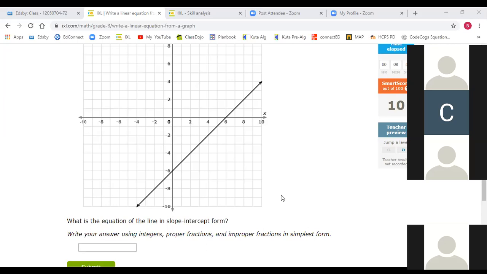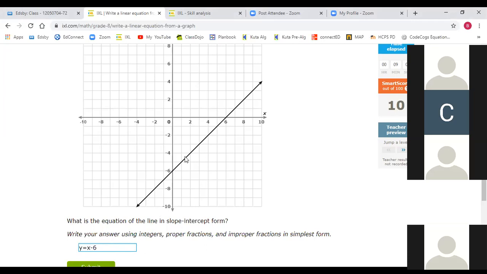And so we're going to say y equals x, right? That's our basic format for this to start with. Then we're going to see where it crosses the y, so it's crossing at -6, all right? Then we're going to come back here and look at the slope, all right?